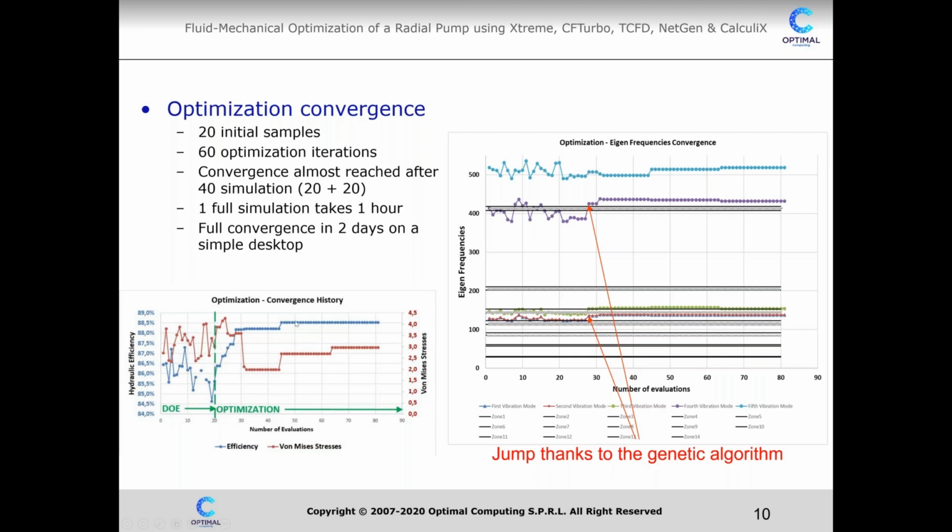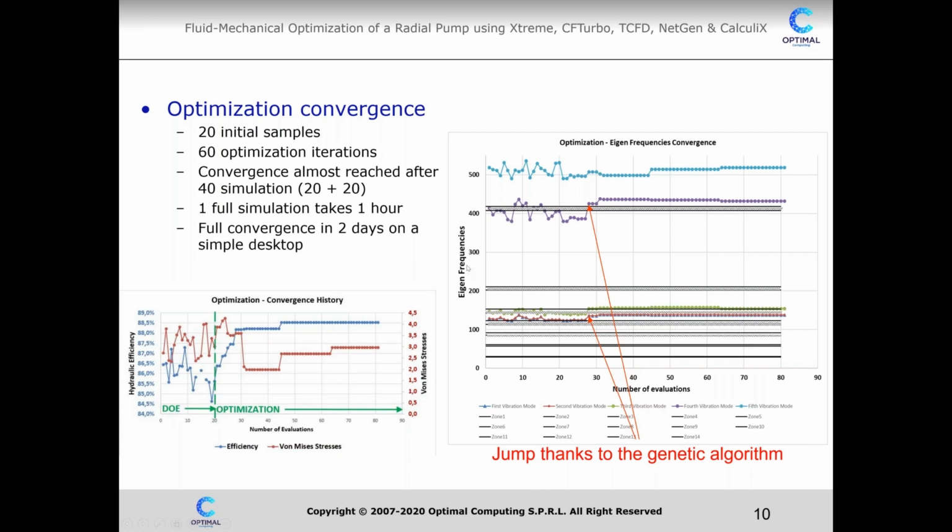The blue curve here is the efficiency, the hydraulic efficiency. So we see that it quickly goes up, and then we converge rapidly to a value that is 2.2% more than the original pump. And the red curve here is the maximum von Mises stress on which we put the constraints, and we see the evolution of the von Mises stress. And on the right graph, I think it's a very important aspect of this optimization.